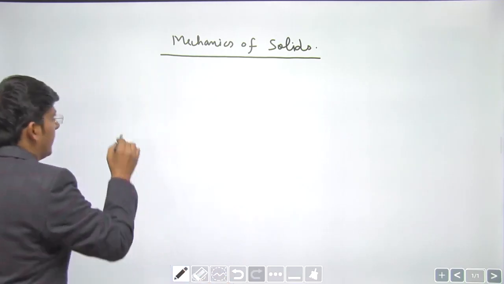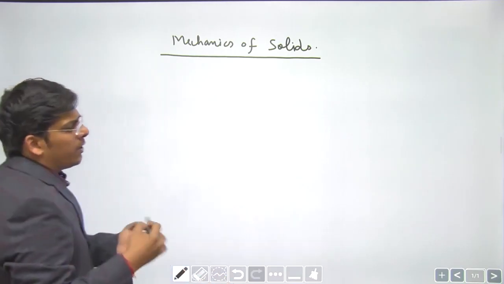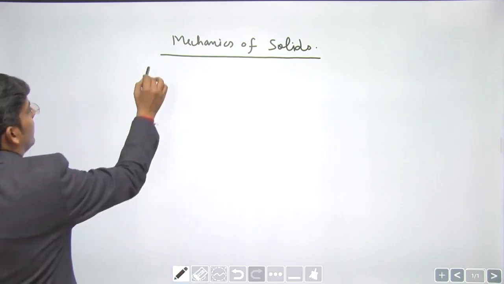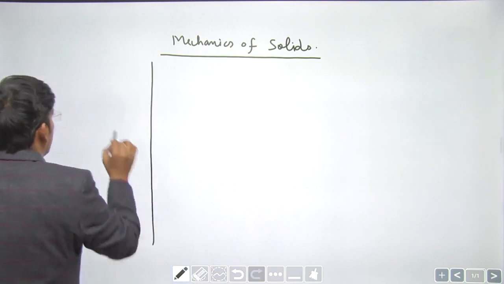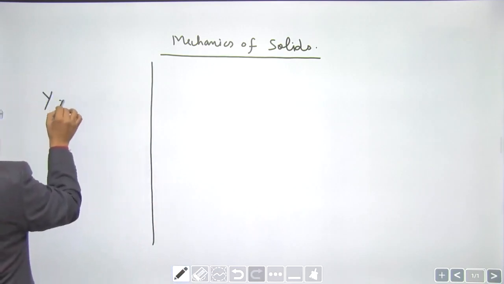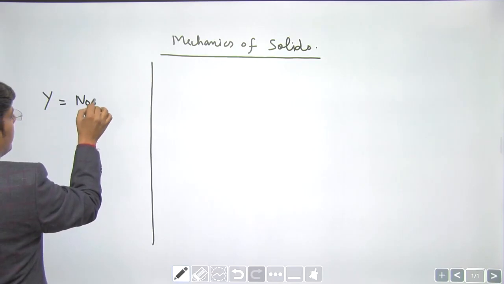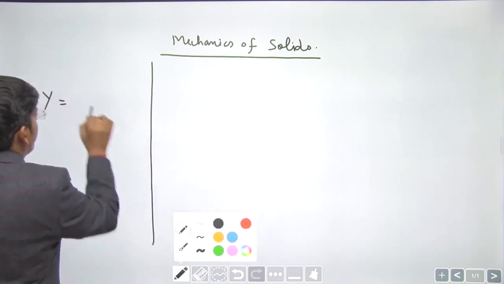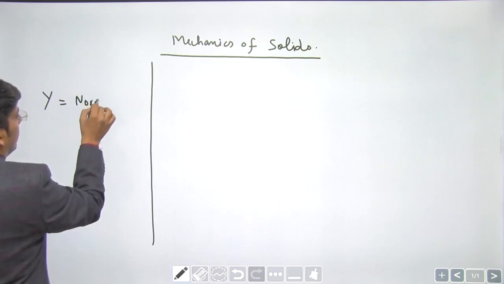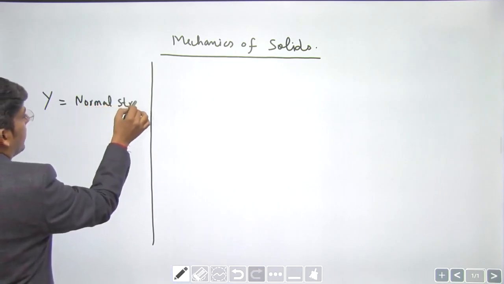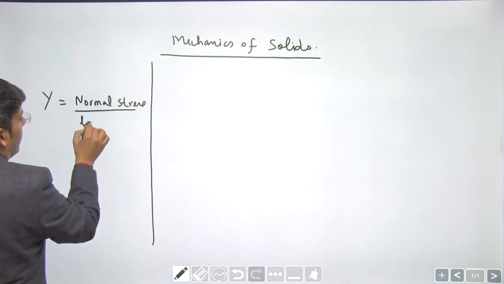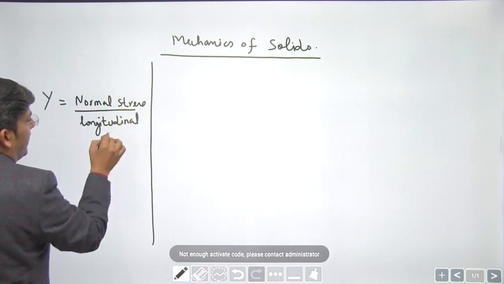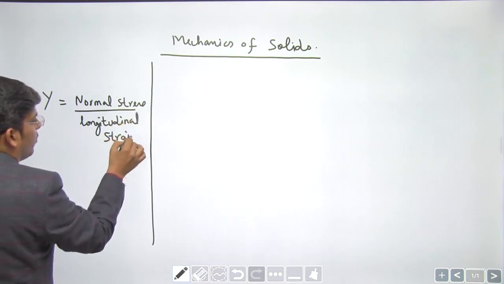See, basically we are not going to discuss what is stress, what is strain. So let us be very precise. See, we have Young's modulus of elasticity. It is given by normal stress divided by longitudinal strain, right? So Young's modulus of elasticity is normal stress divided by, definitely dear students, longitudinal strain.